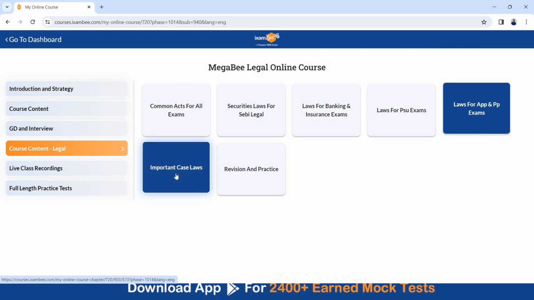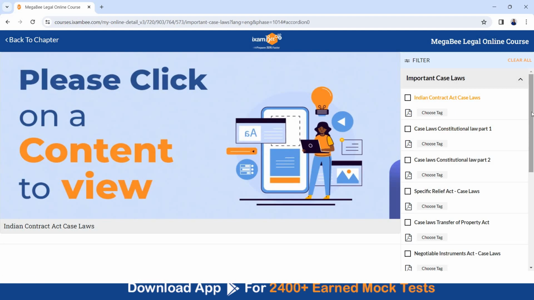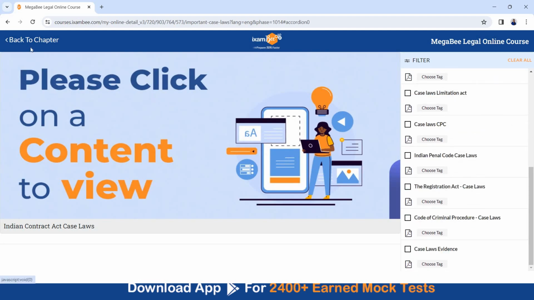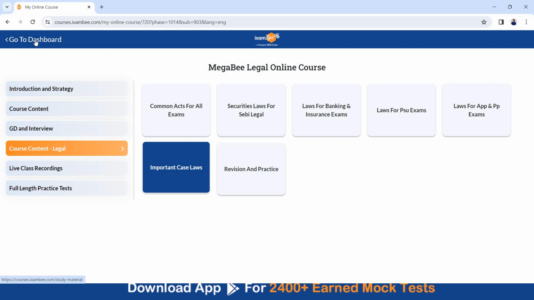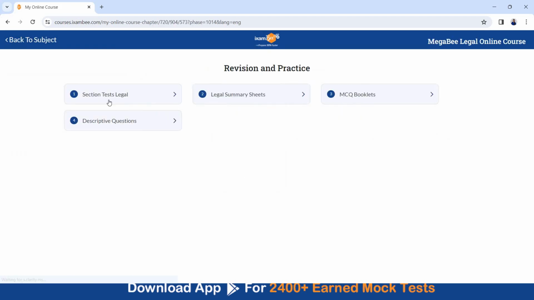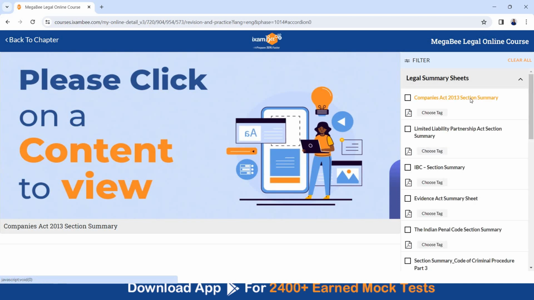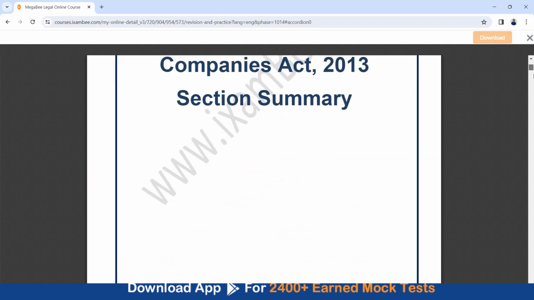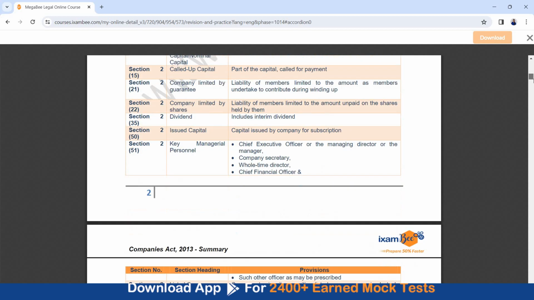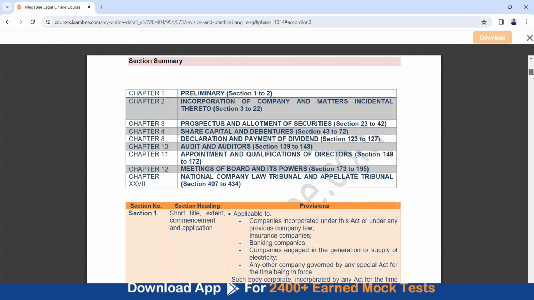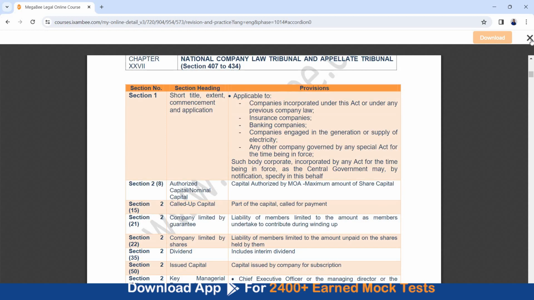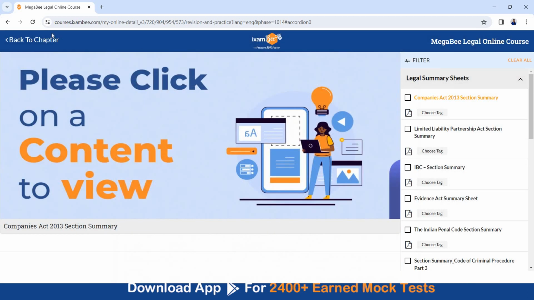Then important case laws are useful for some of the exams. And here the landmark judgments are present of the most important acts. I am showing all of this to you so that you have in mind what all you need to study in order to prepare for multiple exams. And for revision and practice, you will find section tests over here. These have high level questions which come in SEBI legal and sometimes in other legal exams. Legal summary sheets are for quick revision, for last minute revision, so that you don't have to form your own notes. These legal summary sheets are concise documents containing important sections and provisions from those sections which can help you for last minute revisions. And therefore you need not create your own short notes. So you can use this if needed.